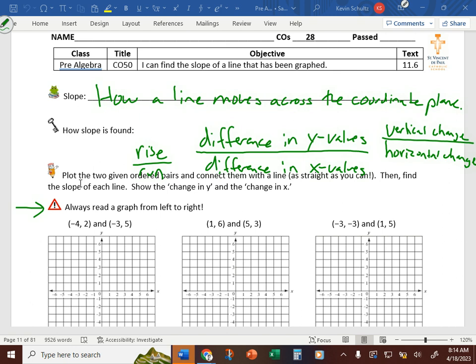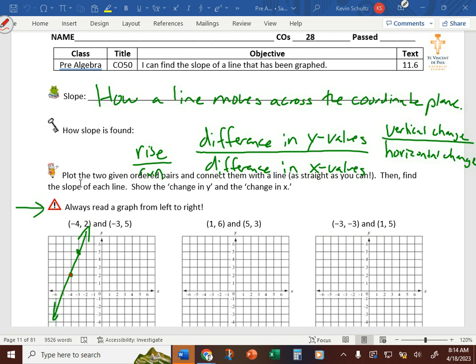So first we're going to plot these points here. (-4, 2) is there, and (-3, 5) is right there. Okay, and we are going to connect these with a line as straight as we can. Look at that beauty right there. Not as great. Okay, but now what we're looking for to find the slope, the rise over the run, the change in y over change in x, from our point on the left.